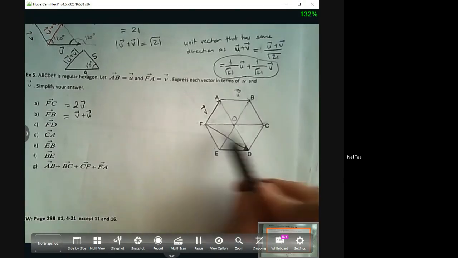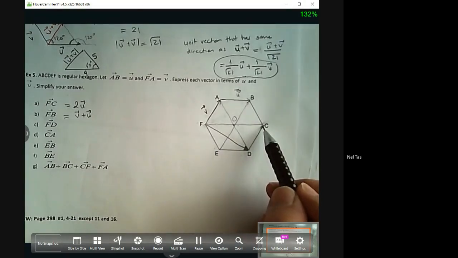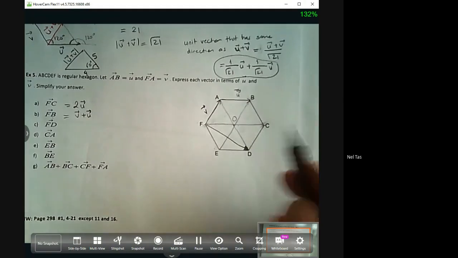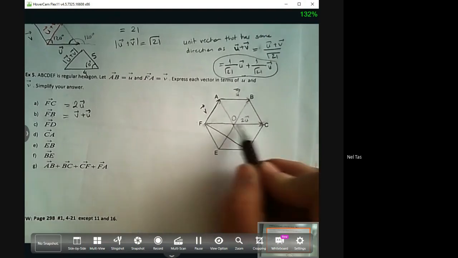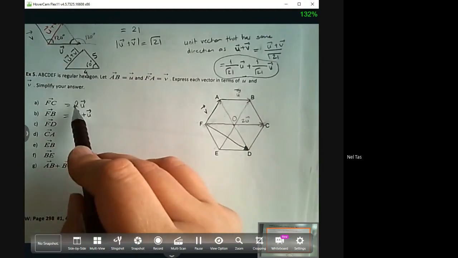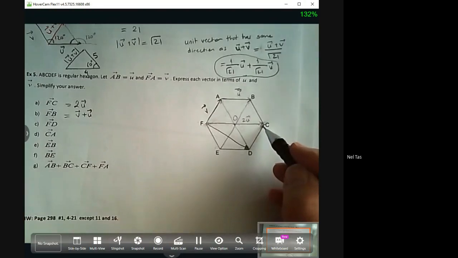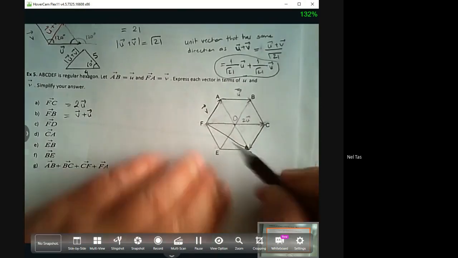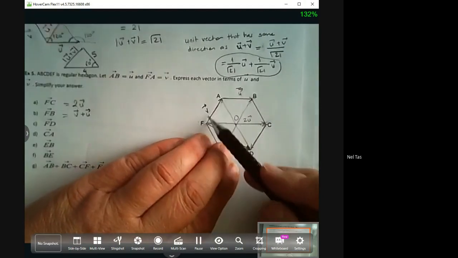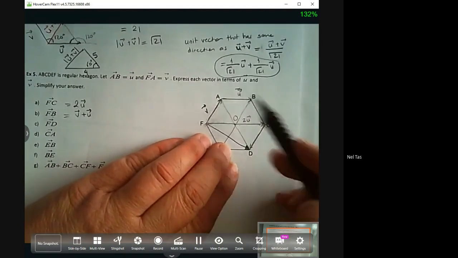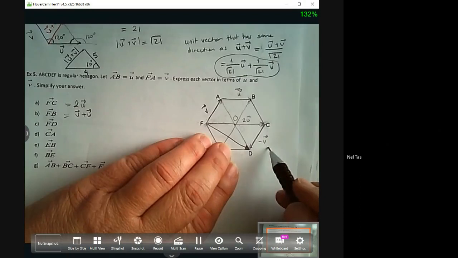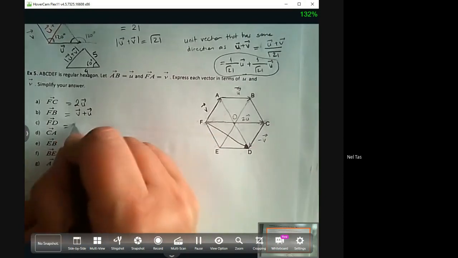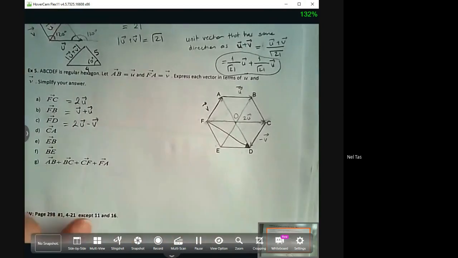How about if we do FC to CD? Okay, we already know FC is 2U, right? The FC is 2U. We looked at it before. And then if we add this vector CD to it, I can get FD. So CD is opposite to V. So that is negative V. So 2U plus negative V gives me FD. 2U minus V then.